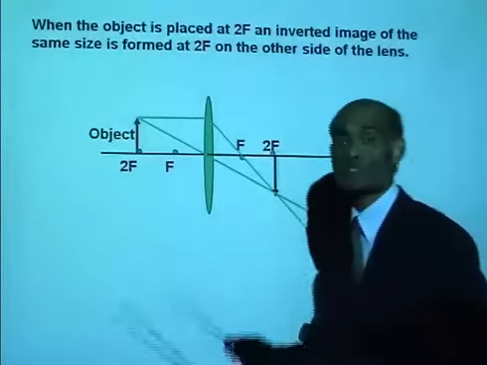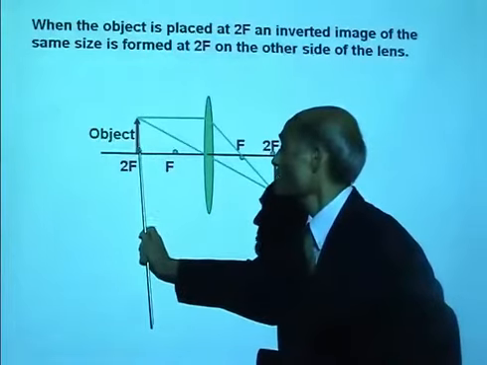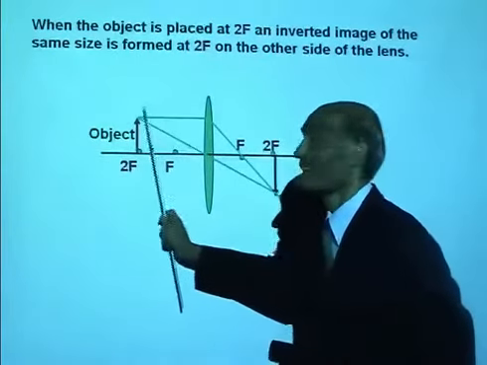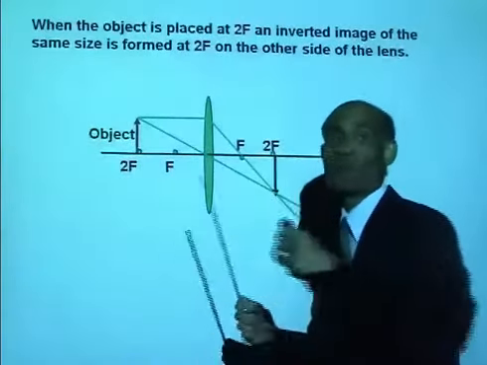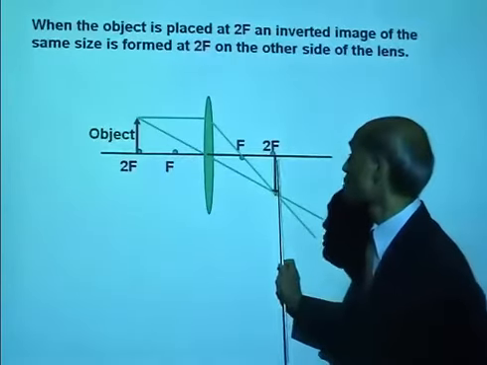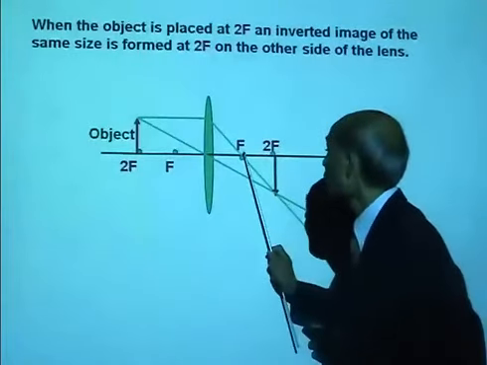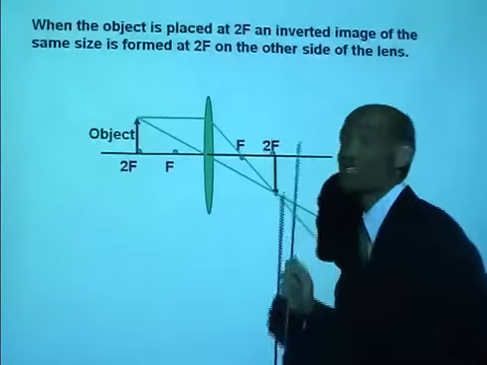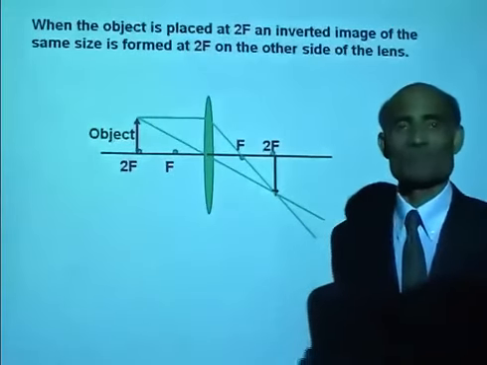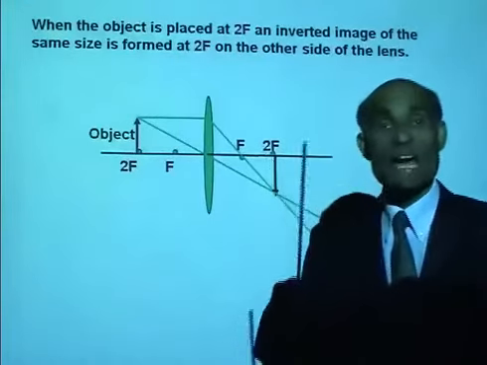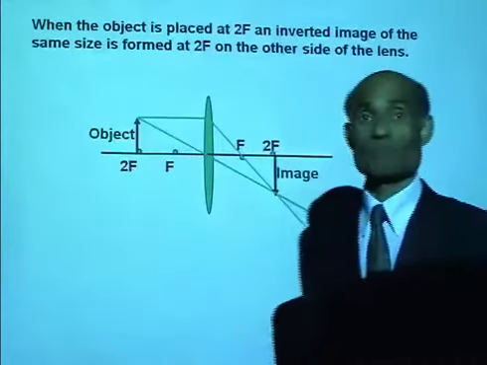So what are the characteristics of the image one more time? When the object is placed at 2f on one side of the lens, the image is formed at 2f on the other side of the lens. The image is of the same size as that of the object. It is formed at 2f and it is inverted. Is this image real or virtual? Because the image is formed by the actual intersection of the refracted rays, this image is real.